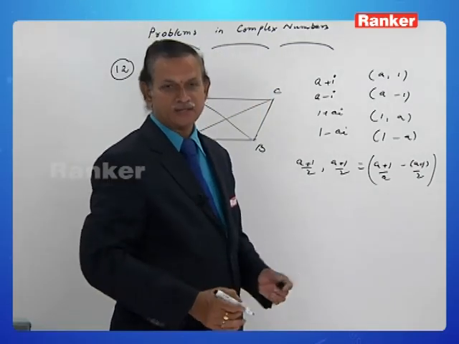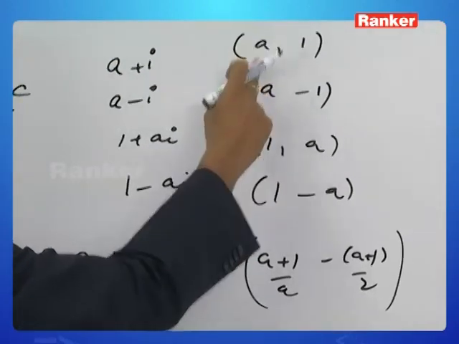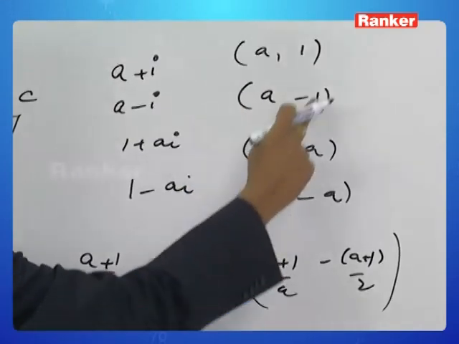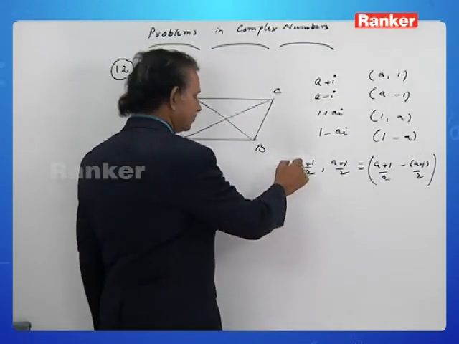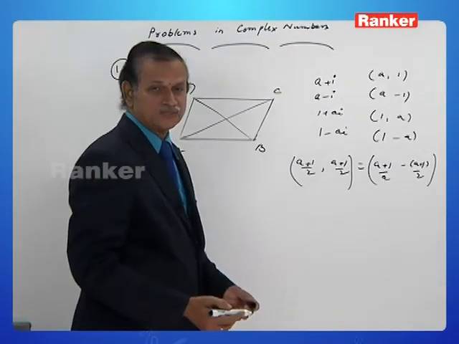A plus 1 by 2. That must happen. Midpoint of AC is (A plus 1)/2, (1 plus A)/2. Midpoint of BD is (A plus 1)/2, (minus 1 minus A)/2. By equating these two, the first coordinates, of course, are coinciding.